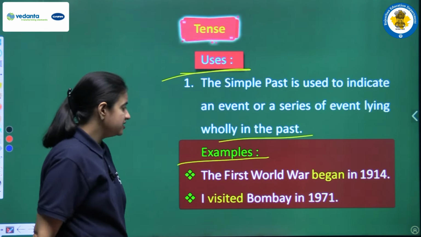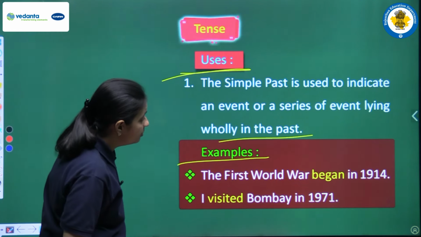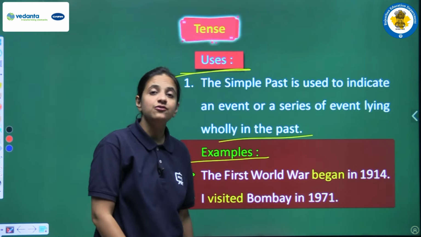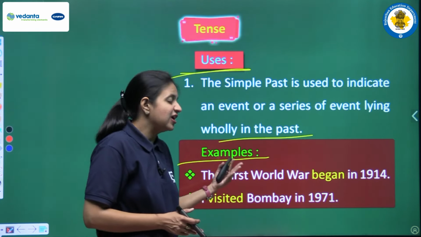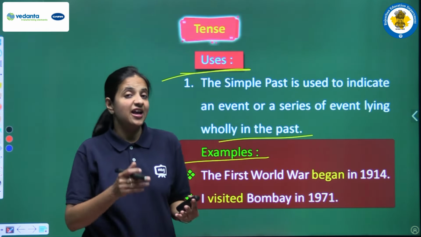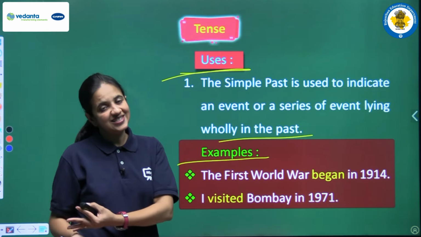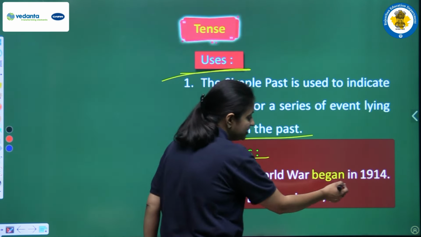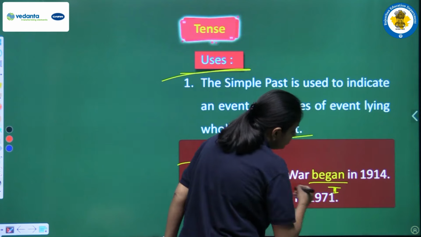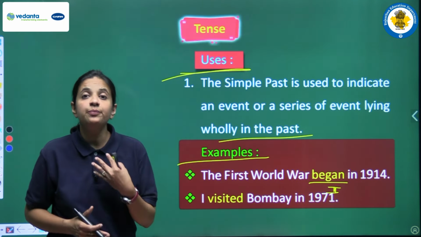The first one is, the first world war began in 1914. This is a positive sentence, and in this sentence we are talking about one event that happened in the past, and this is the reason that this sentence is of past simple tense, and we are having the second form of the verb. Began is the second form of begin, right?